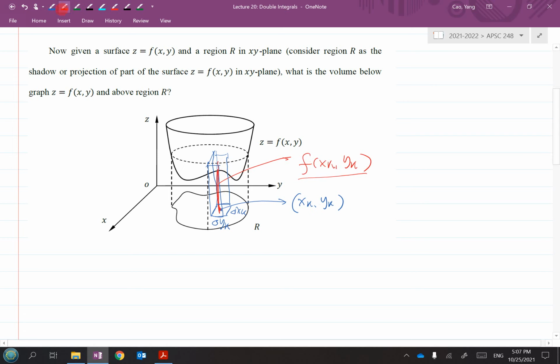Now, once we get this clear, we can see that the volume of the rectangular box is approximately the base area multiplied by the height. So the height is f of xk, yk. The base area is delta xk times delta yk.